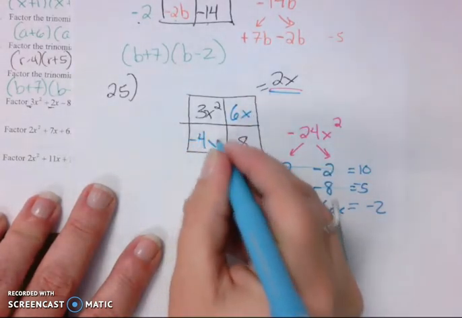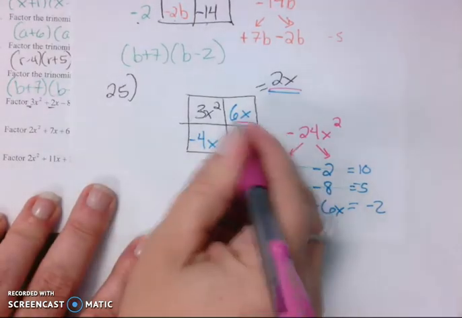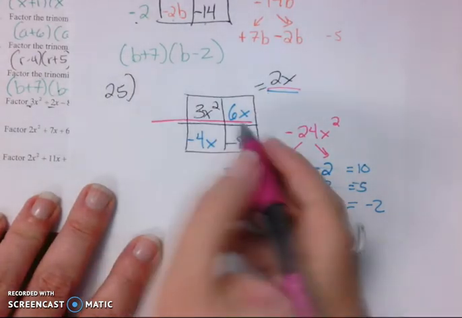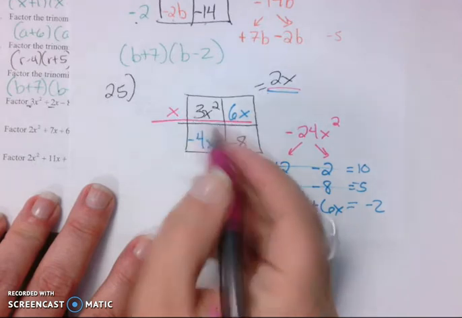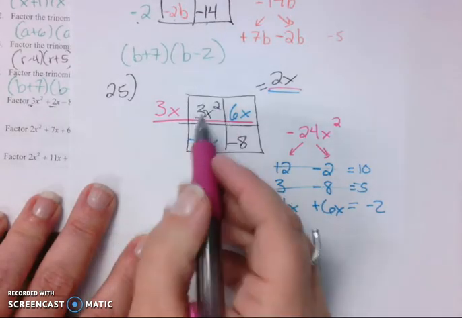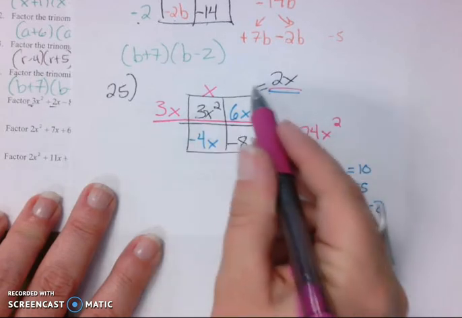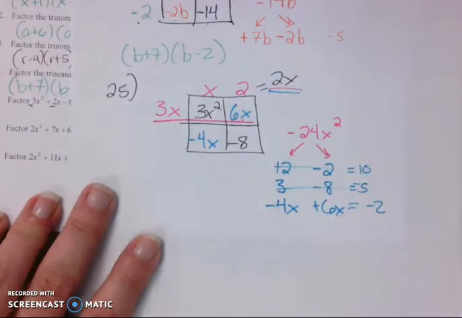Put them in any box you want. But don't forget, now when you do this, what do they both have in common? They both have an x, and 3 goes into both those. So you don't pull out just the x, but it has to also be a 3x. And then 3x times what is 3x squared? That's an x. 3x times what here is 6x. Well, 3 times 2 gets you the 6.